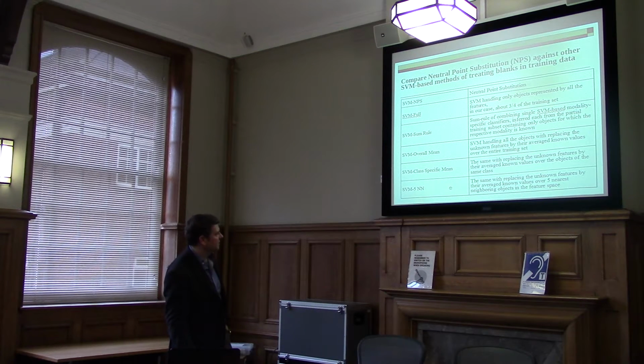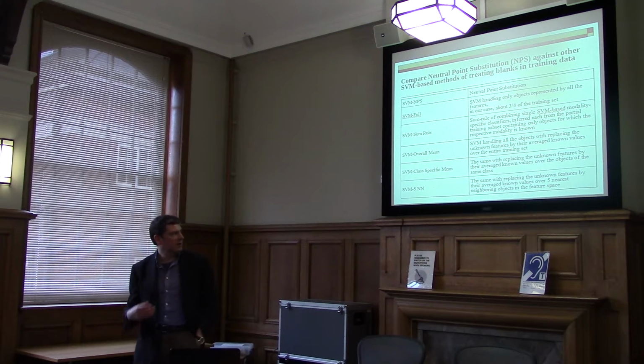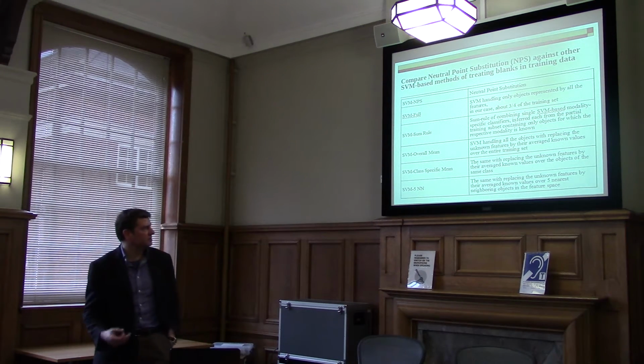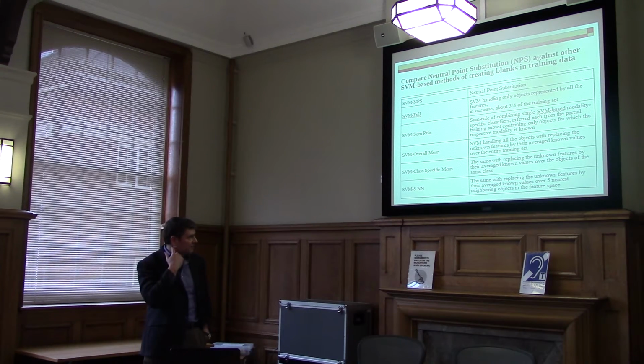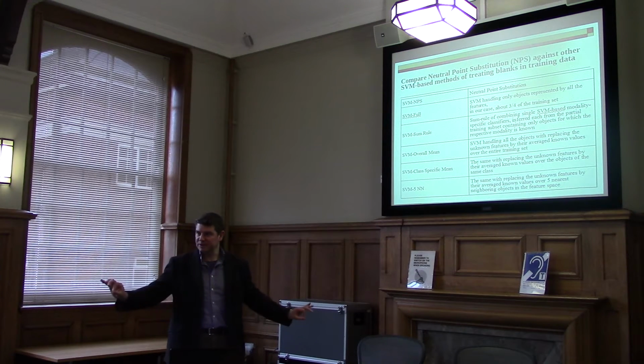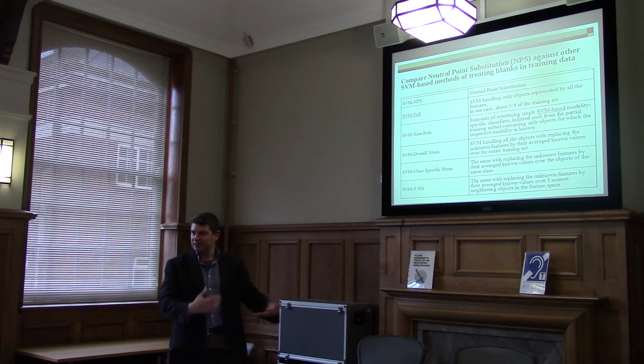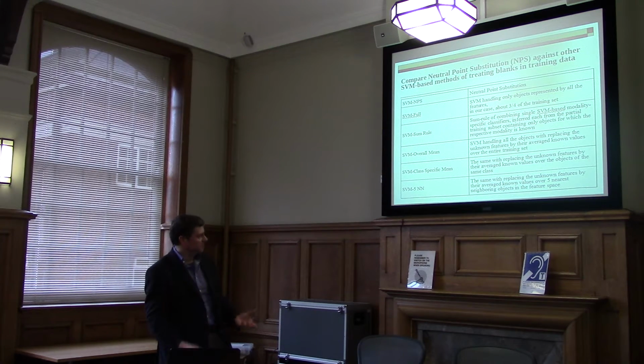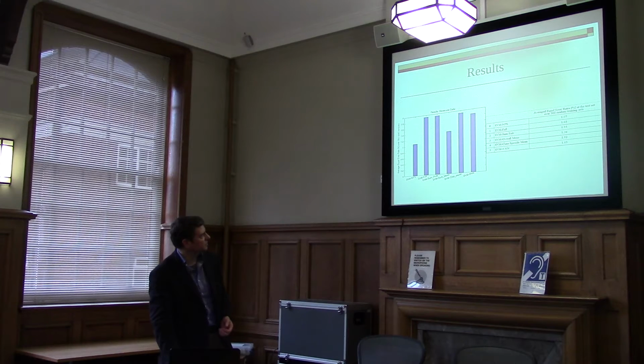And another alternative substitution method is 5 nearest neighbor substitution. This is basically where you replace unknown features by the average of the known values of the 5 nearest objects in the feature space, in the composite feature space. So imagine you've got an axis in the feature space that is undefined, but you can still work out the nearest objects to that. So that's one form of substitution.